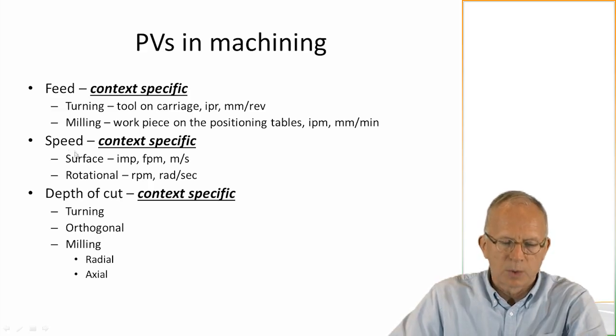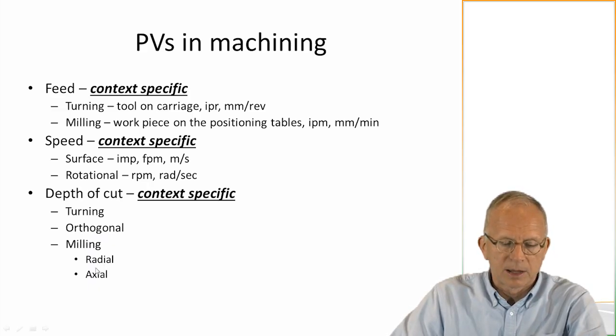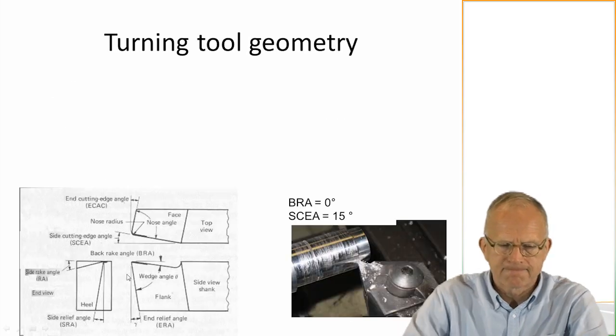The speed as well can be the surface speed in inches per minute, feet per minute, meters per second, something like that. Or it could be rotational, RPM and radians per second. Depth of cut, all right, it's different in turning and orthogonal machining. Now, orthogonal machining we haven't mentioned yet, but that's usually just used for modeling the machining operation. And then there's milling, and the depth of cut can be radial or axial.